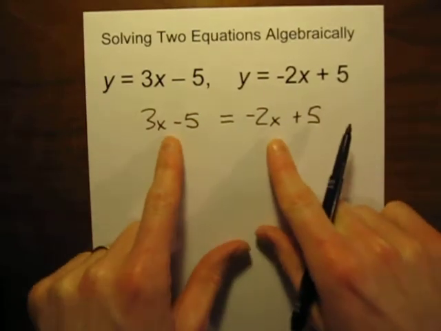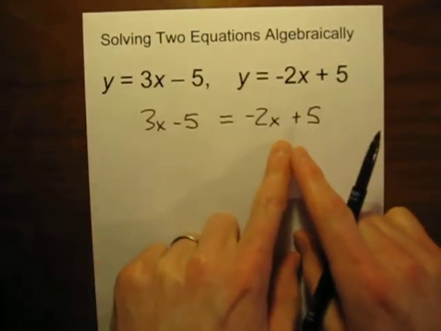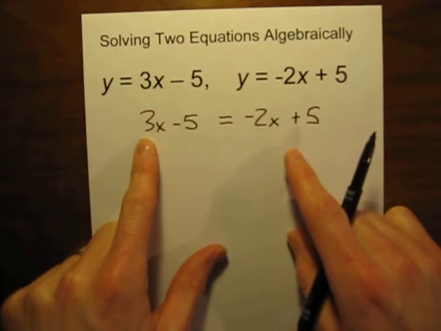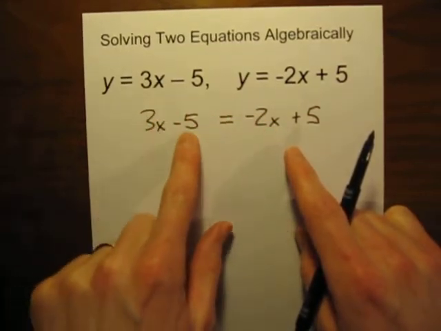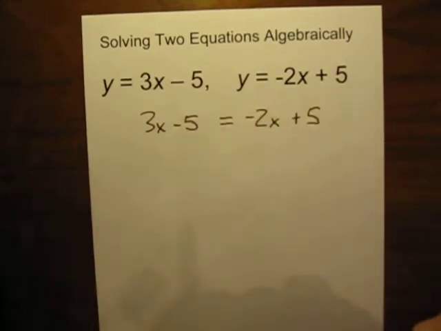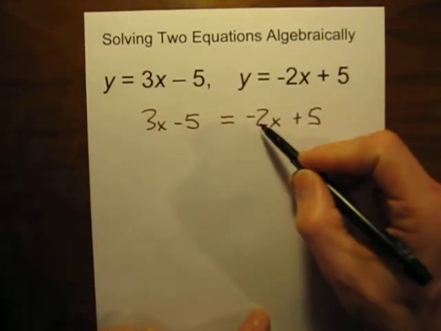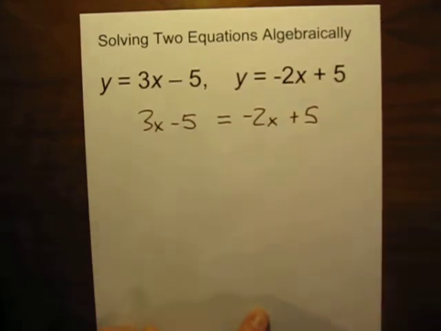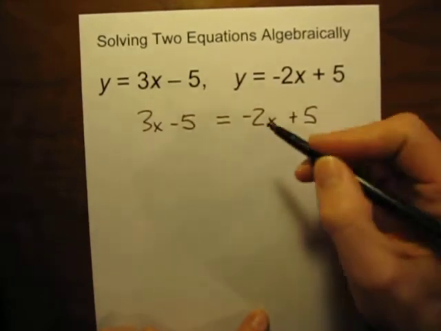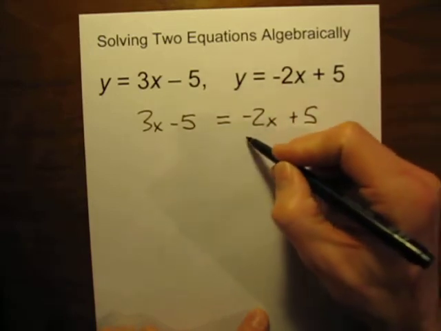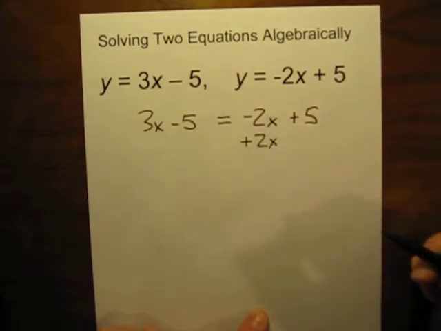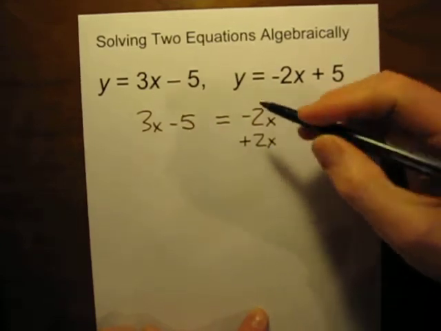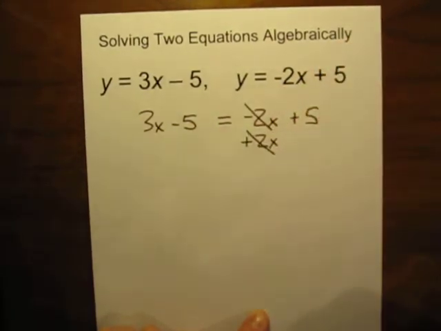From here, the way I'll attack this one is I'll want to get all of the terms with a letter in them on the left, and we'll get the plain old numbers to the right. So let's start with this negative 2x. We want to remove it from this side of the equation. To get rid of it, let's do the opposite. The opposite of negative 2x is plus 2x. Negative 2x plus 2x, those cancel each other out.